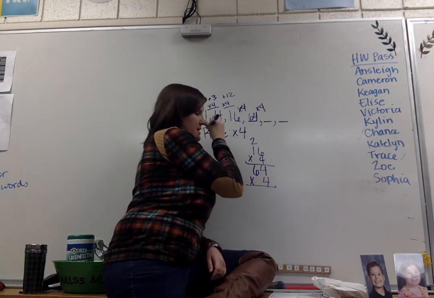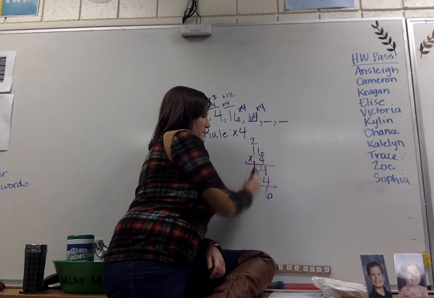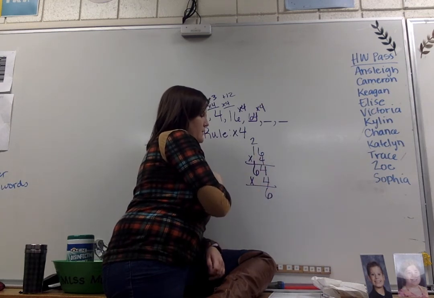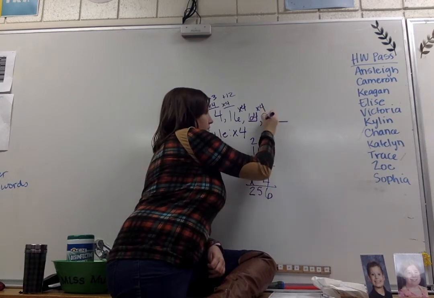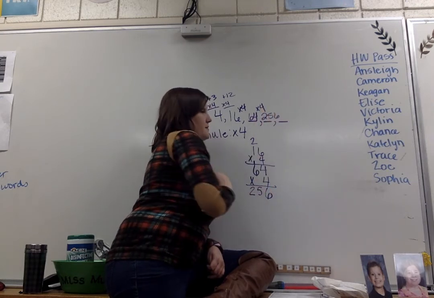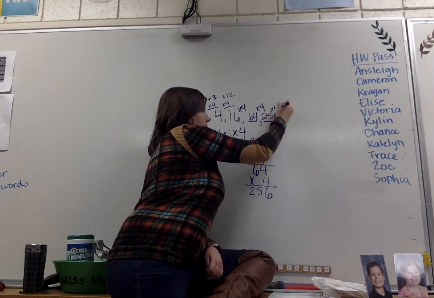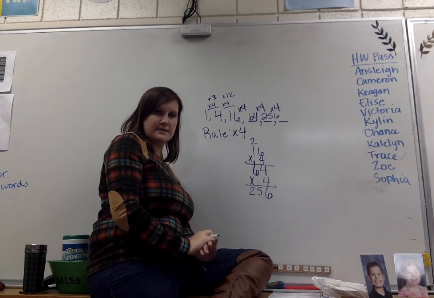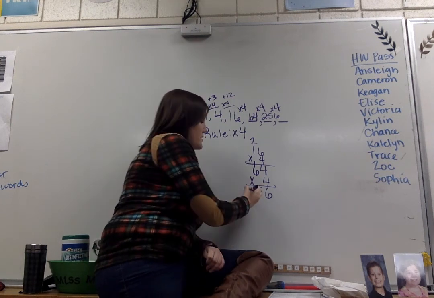For 64 times 4. 4 times 4 equals 16. Carry the 1. 6 times 4 equals 24 plus 1 equals 25. Rule is still times 4. And again, if I go too fast, it's a video, you can always pause. So times 4.